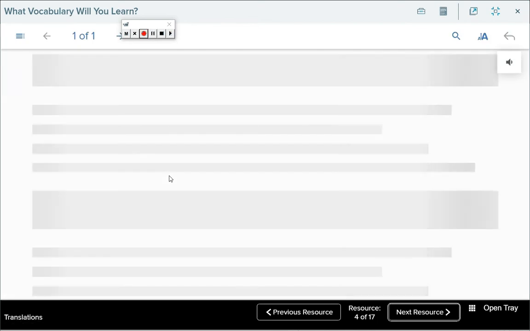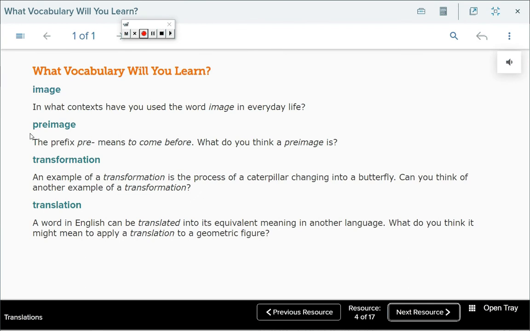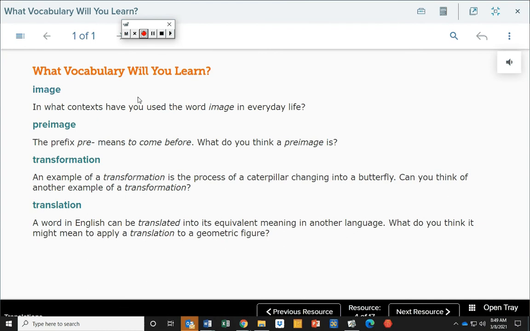Okay, so some stuff you're going to learn about. All right, you should write these down in your notes, please. Write down image. Don't write definitions yet. We're going to do definitions in a moment. Image, pre-image, transformation, and translation. Okay? Image is pretty easy, right? What do you think an image is? As far as the coordinate plane goes, it's something on a graph. A pre-image, well, we'll talk about that in a second.